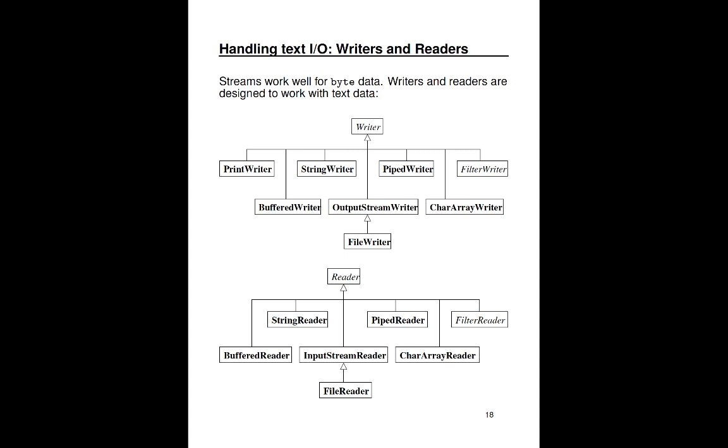There's another set of APIs called the writers and the readers that look a lot like the streams. They have a lot of similarities, but their APIs are designed for working with text. So again, you've got two class hierarchies. You have the writers that have an abstract superclass called writer that writes text to a destination. Similarly, you have readers that read text from some source.